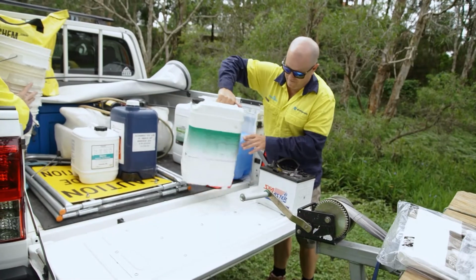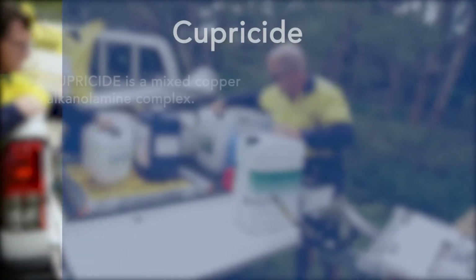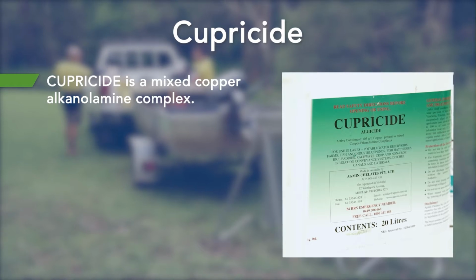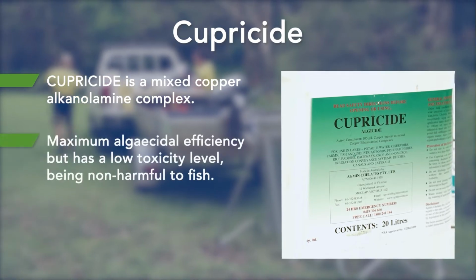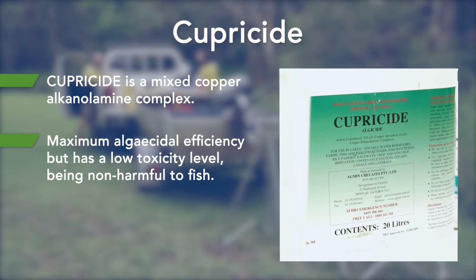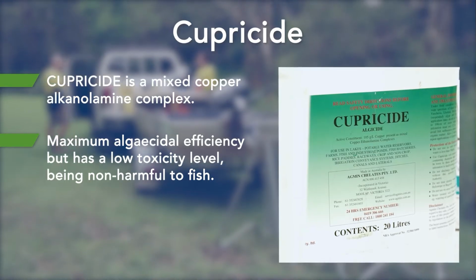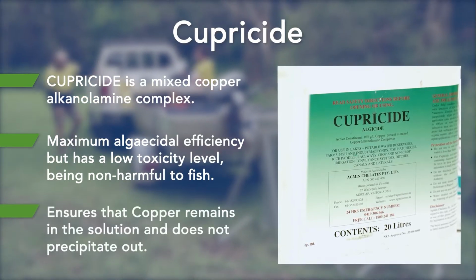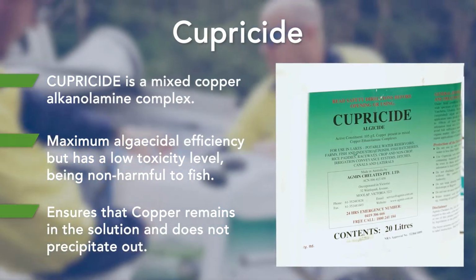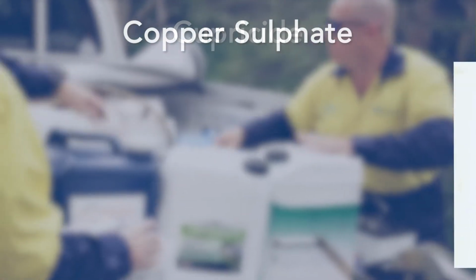So let's dive a little deeper on Cupricide. Cupricide is a mixed copper alkanolamine complex. In this form, Cupricide provides maximum algicidal efficiency but has a low toxicity level, being non-harmful to fish. The organic complexing agents used in Cupricide ensure that the key active ingredient, copper, remains in the solution and does not precipitate out like some other copper algicides, namely copper sulphate.